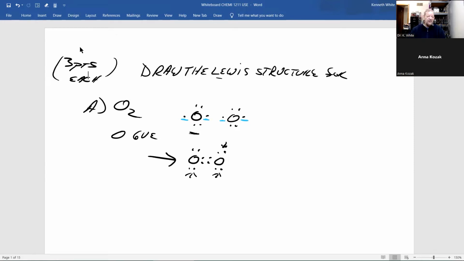Now, next question I would ask, what kind of covalent bond exists in oxygen gas? And notice right here, how many pairs of electrons? 2 pairs. And what kind of bond is that? A double bond.